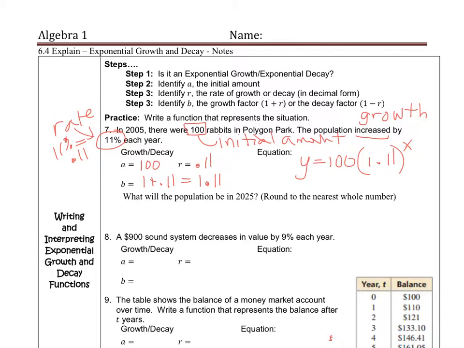Okay, so as you're looking at this, as long as you were able to identify increasing means growth, and that you started with 100 rabbits. And the other big thing was knowing that 11%, when you turn that into a decimal, it's 0.11, then you should have been able to come up with your equation. So now you're going to plug in the equation to get the answer, and approximately in 2025 is going to be in 20 years. You should have approximately 806 rabbits.